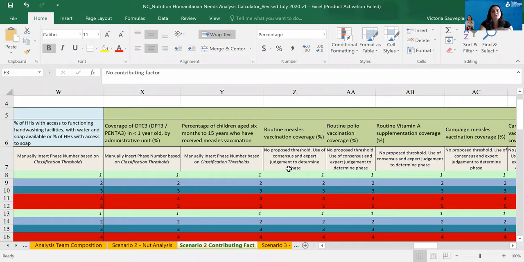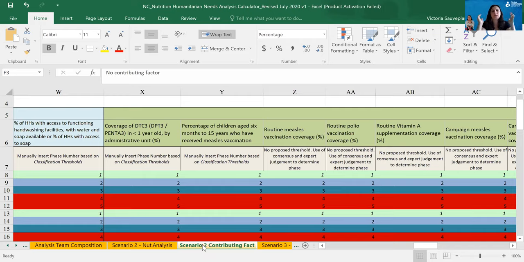So you would have to use consensus within that analysis team, and expert judgment, to determine what would be the phase. Unfortunately, there are not always thresholds that we can align ourselves with, and colleagues would have to discuss and say which phase it would fall into, and then accordingly we would have that analysis of whether it is not a contributing factor, a minor contributing factor, a major contributing factor, or a critical one. So those 4 points.